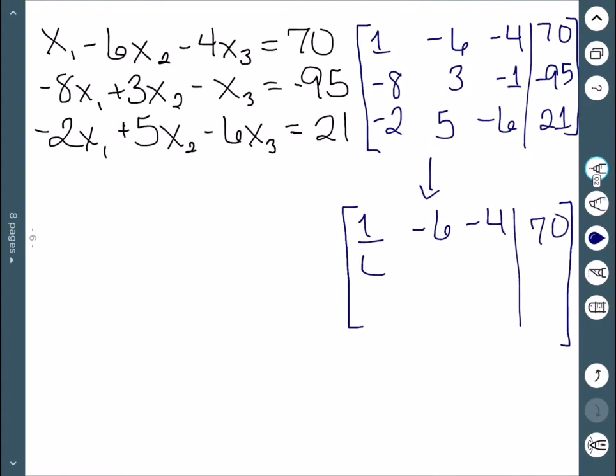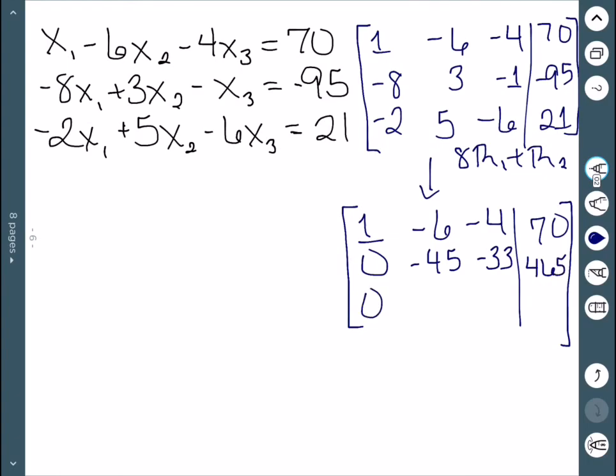So I'm going to start with getting the 0 in the second row. It's currently a -8, so we need to add 8. 8 row 1 plus row 2. Because 1 times 8 is 8, minus 8 is 0. 8 times negative 6 plus 3 is negative 45. 8 times negative 4 minus 1 is negative 33. And 8 times 70 minus 95 is 465.